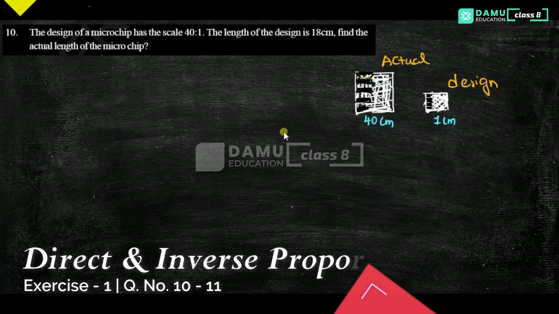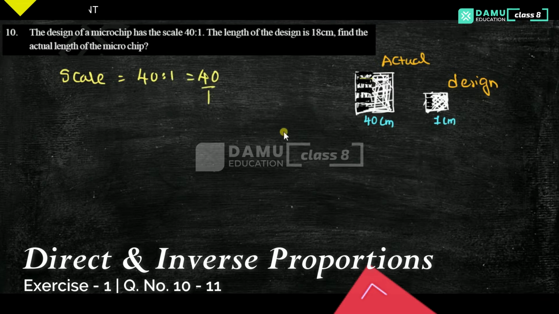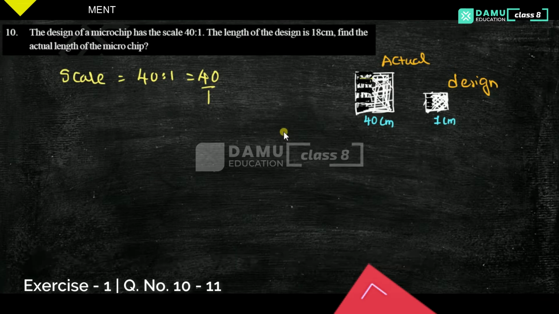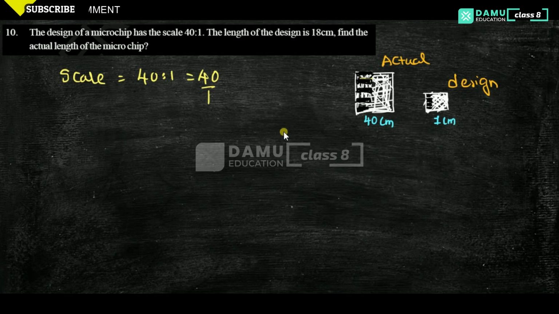So in this module, we're going to discuss the 10th question. The design of a microchip has a scale. The scale given is 40:1, that is 40 by 1, you can also take. The length of the design is 18 centimeter. Then find the length of the actual microchip. If the design is 1 centimeter, then the actual will be 40 centimeter. That is the meaning of scale.